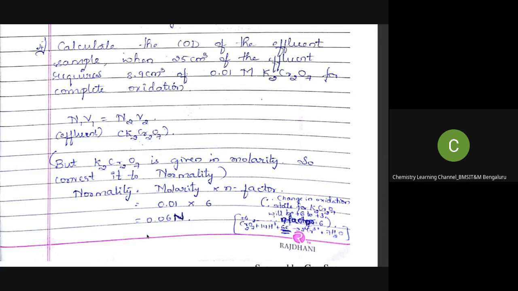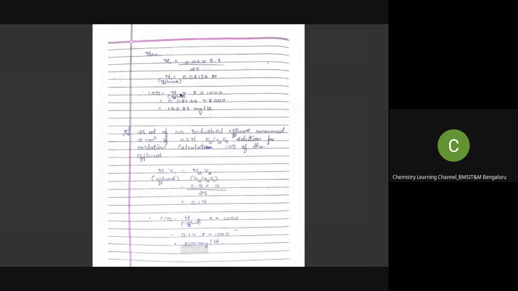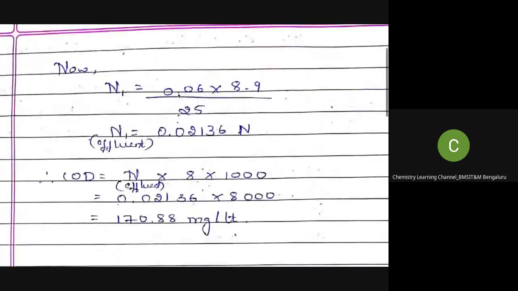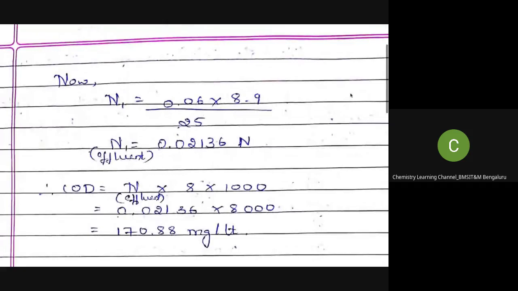Now substitute it in this formula, N1V1 is equal to N2V2, and let me know how much you will get the COD. Ma'am, 170.88. One second. Yes, correct. It is 170.88.